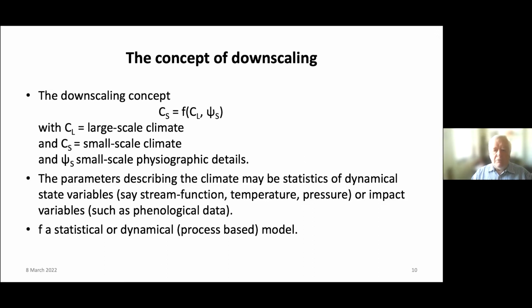Now the F is, of course, the problem. Which are, how do we summarize the climate? They may be parameters, statistics of dynamical state variables, say stream function, temperature, pressures, or impact variables. That's particularly interesting, that we can also use impact variables, such as when snowdrops are flowering in Schleswig-Holstein. And F is statistical or dynamical. Dynamical means a process-based model.